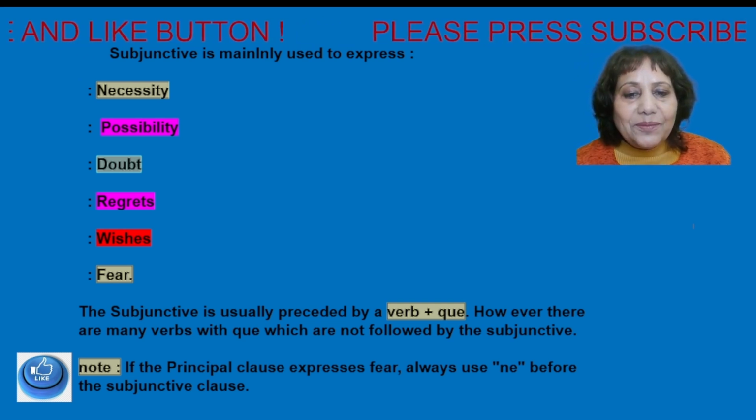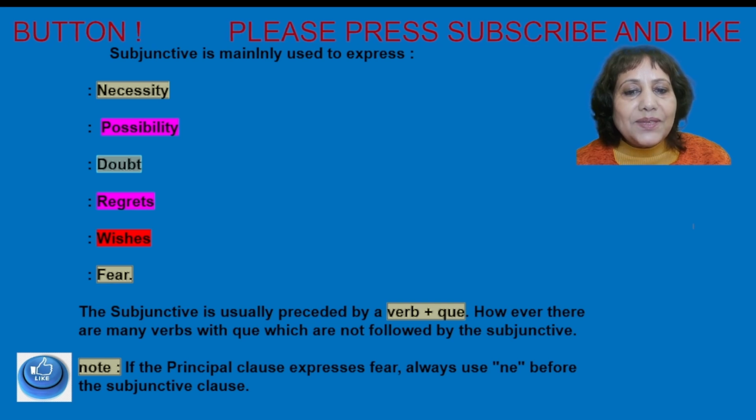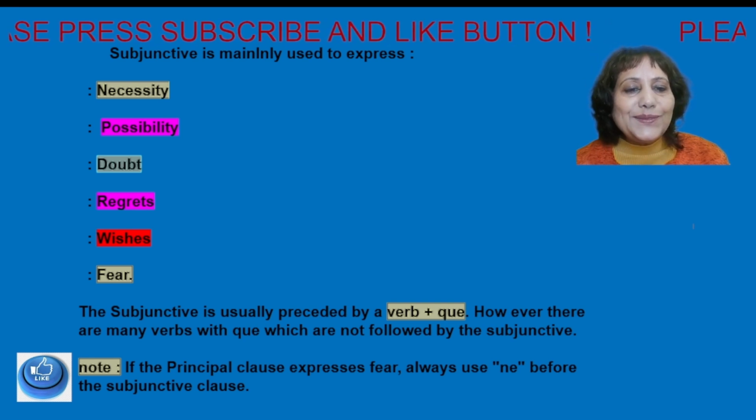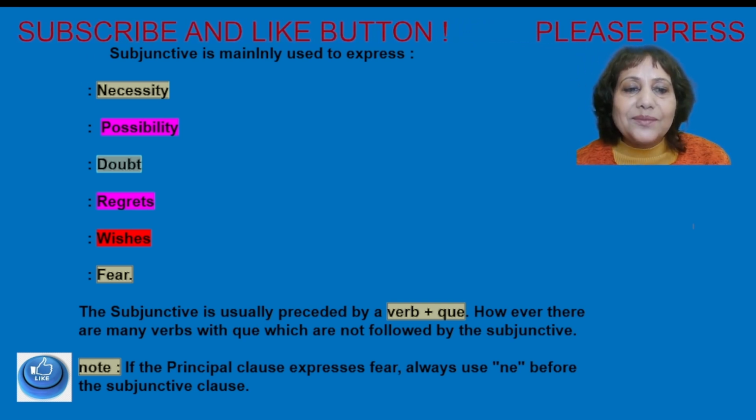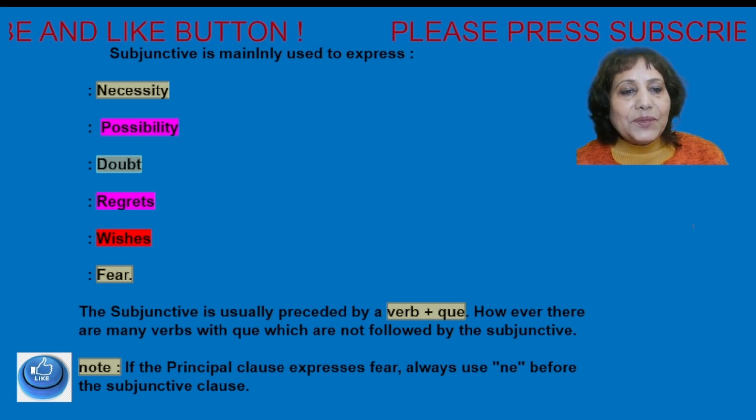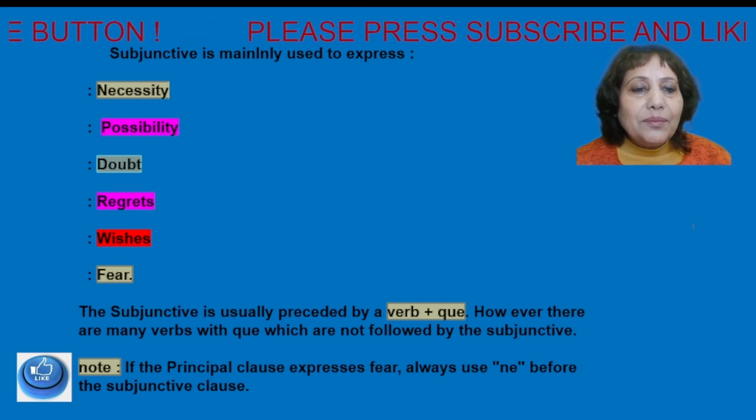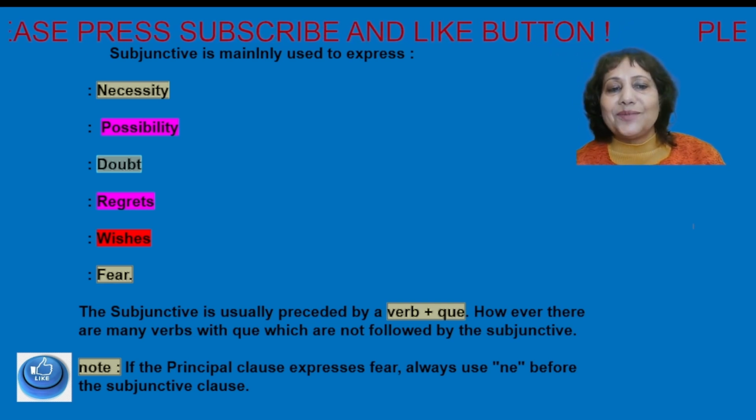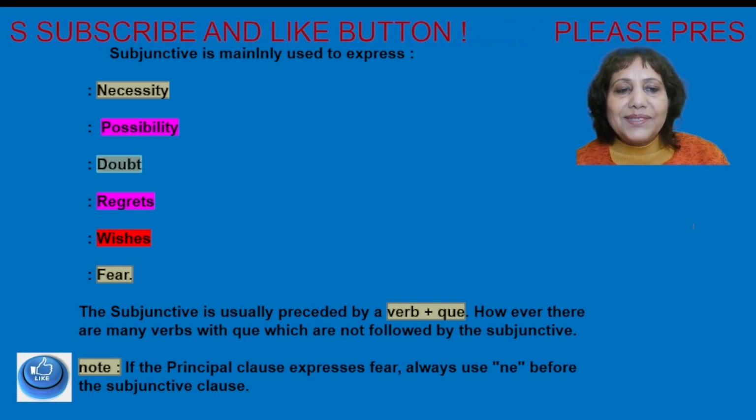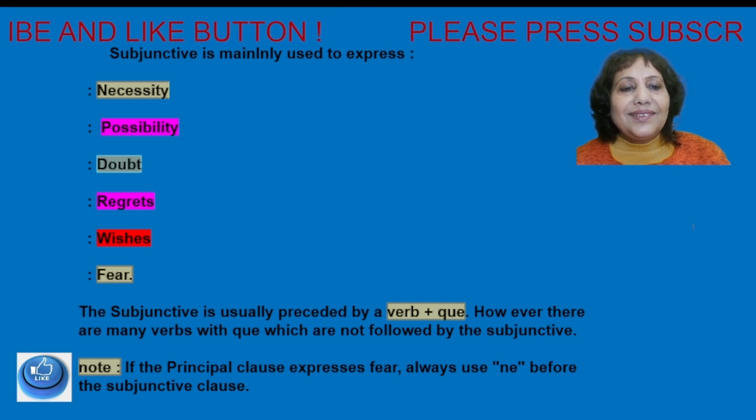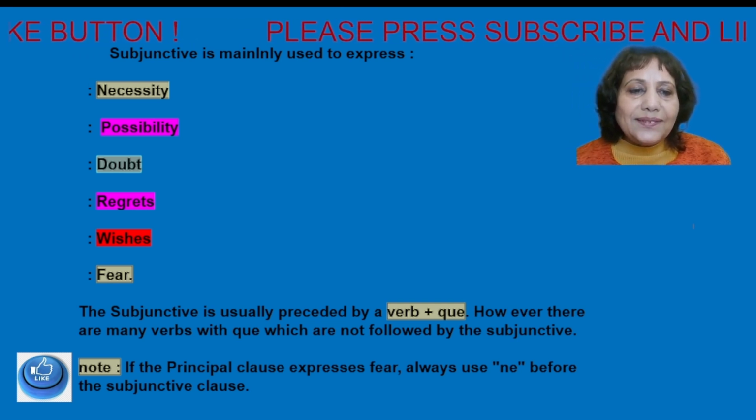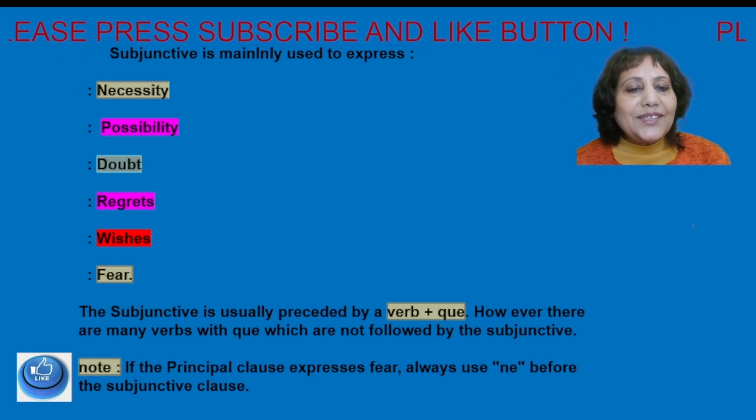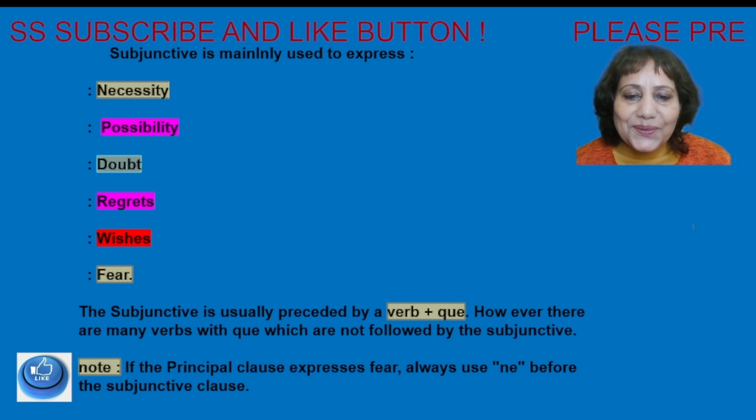Note, if the principal clause expresses fear, always use ne before the subjunctive clause. Usually the principal clause is your main clause, you start with it, and after that in the subordinate clause we use subjunctive. So I will give you examples. First I will tell you how to make the verb in subjunctive mode, and then I will tell you the sentences or phrases. Okay, so don't worry, just write it down right now here. I am going to explain to you soon.